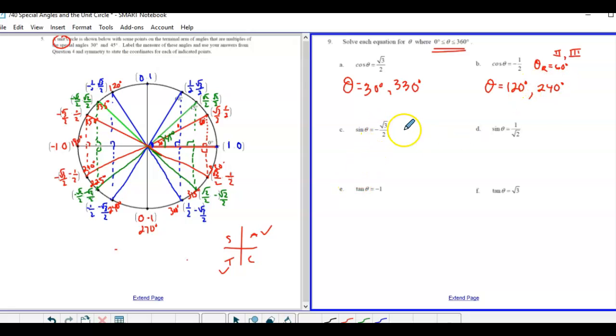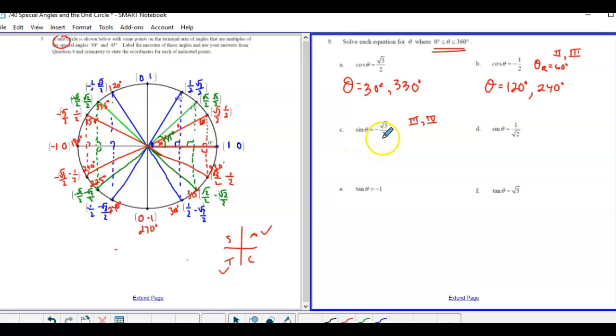Okay, so the next one, where is sine negative? That's in the third quadrant and the fourth quadrant. So third and fourth. So we know to look there.